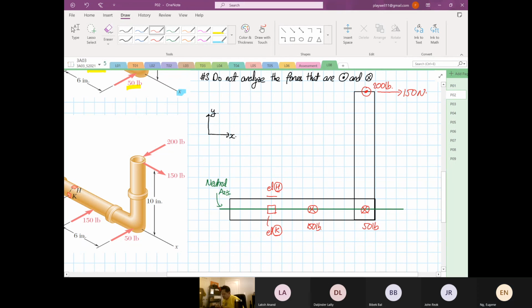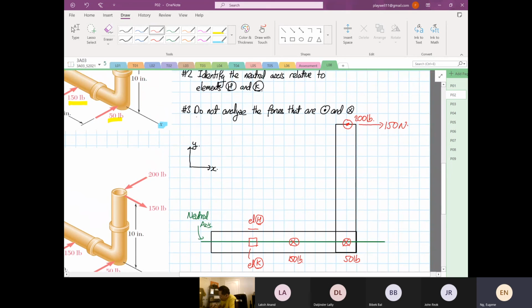Okay, so now we are going to find out how this element is loaded. Number 3 says what? Do not analyze the forces that are dots and crosses. So anything that is a dot or a cross, when you draw them, don't analyze them. I repeat again, anything that is a dot or cross, don't analyze them.